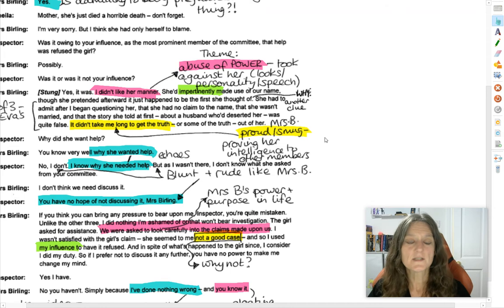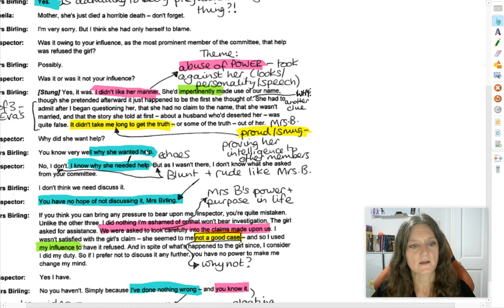Now, the whole point is Eva Smith would have made up a story because she is so desperate and so in need of help. But Mrs. Birling can't see or understand that at all. And she's just feeling so pleased with herself because she has found out the truth, this girl's pack of lies as she sees them. The inspector wants to know why she wanted help.